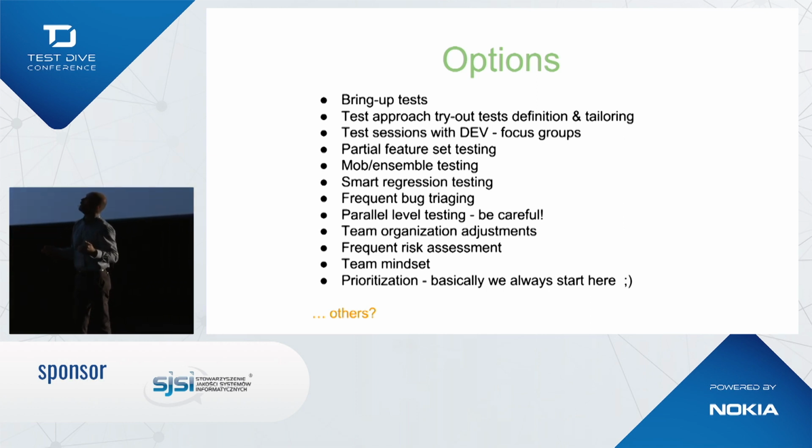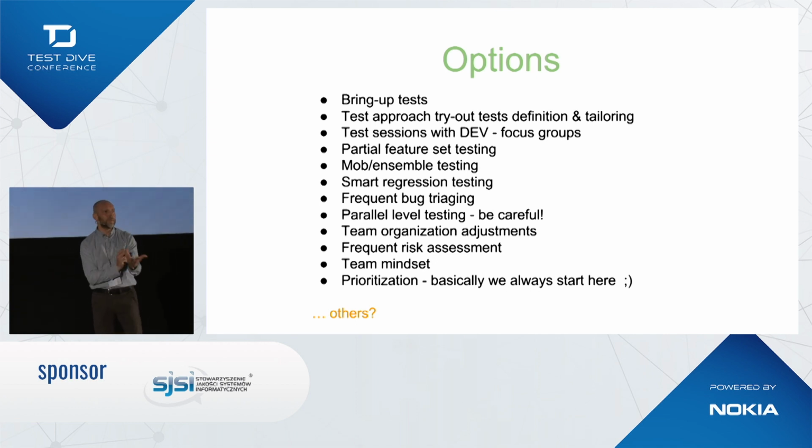Then we have team organization adjustments. Sometimes maybe we should shift one person to another group to modify it a bit in order to have a better effectiveness of the team overall. We should maybe do frequent risk assessments. So do not wait until we have a full package of risks that we have identified. Just do it earlier. With small packages, people will not be bored sitting all day on this stuff.